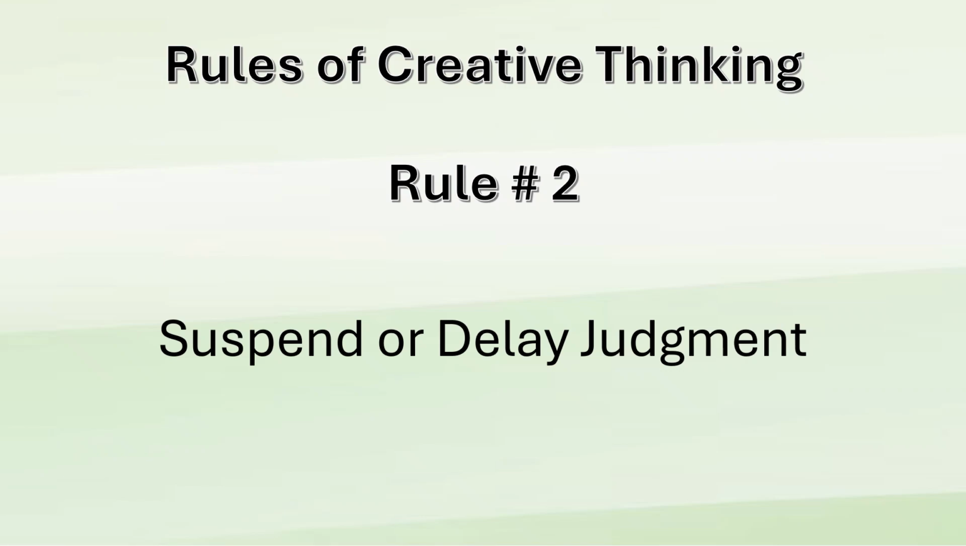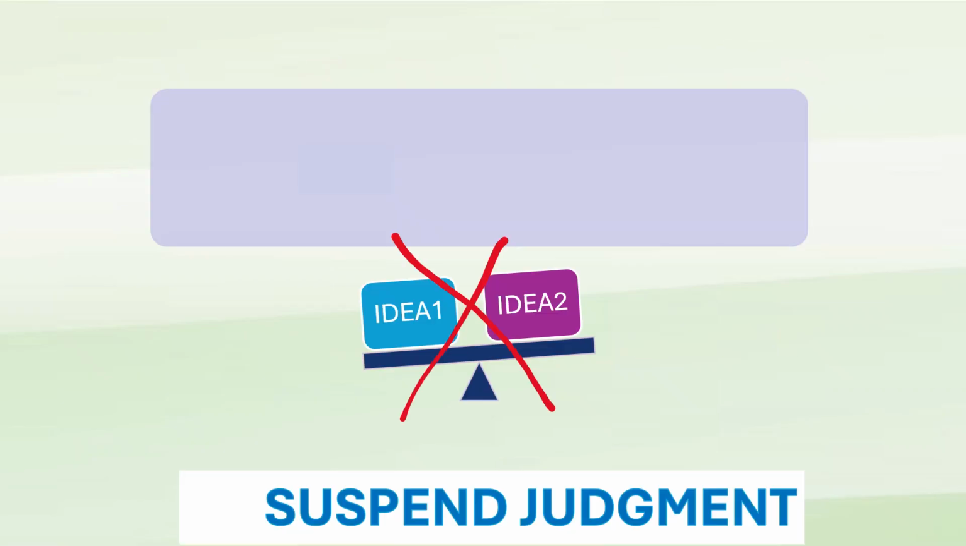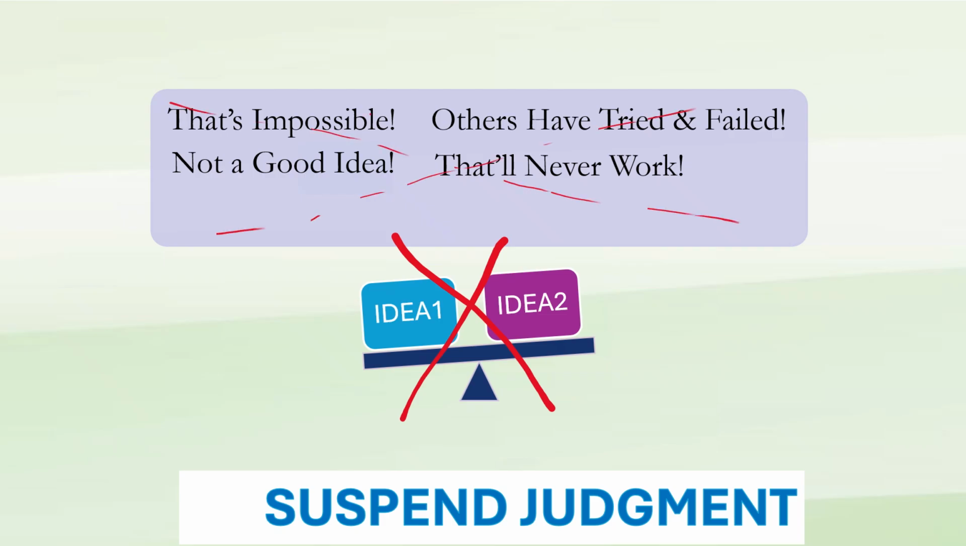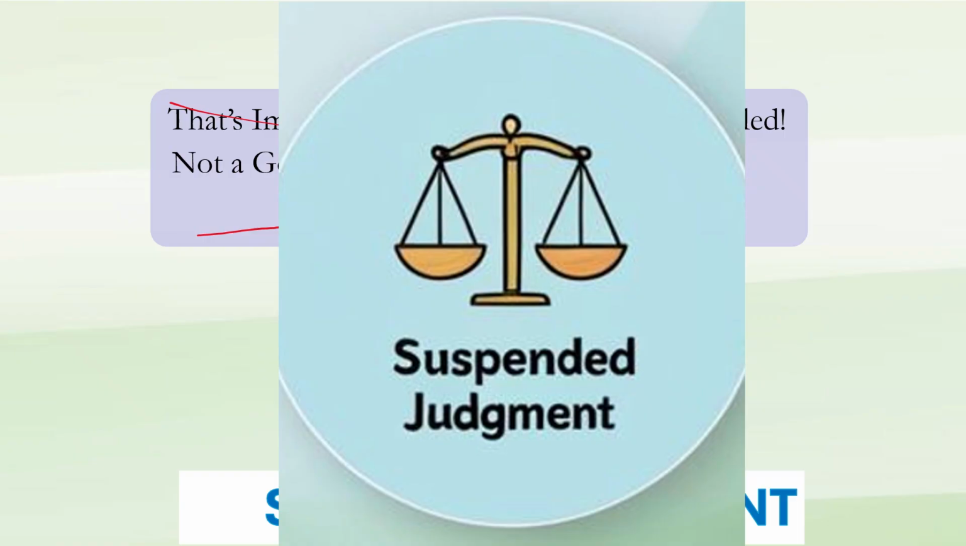Rule number 2 of creative thinking is suspended judgment or delaying judgment. As you noticed, so far we have been talking about divergent thinking, only creating ideas without any judgment. No one idea is better than another. We suspend that judgment. You know, the little voice in your mind that says, that's impossible. Others have tried and failed. Not a good idea. That will never work. Yes, we are putting all that on hold, on mute for now at this stage. We are replacing all that with suspended judgment.